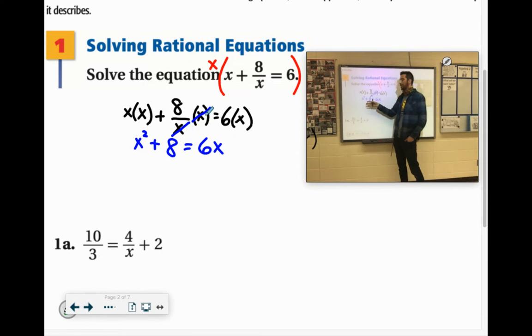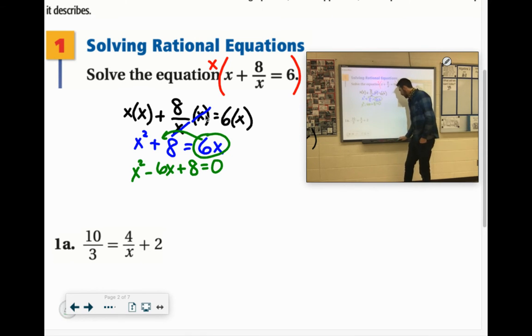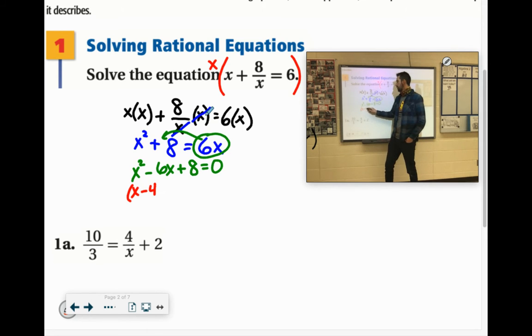So I see we got x squared, which means this is probably going to be one where we have to solve by factoring or with the quadratic formula. So I'm going to move this 6x to the other side of the equation by subtracting it. So we'll have x squared minus 6x plus 8 equals 0. Now that will factor to x minus 4 times x minus 2.